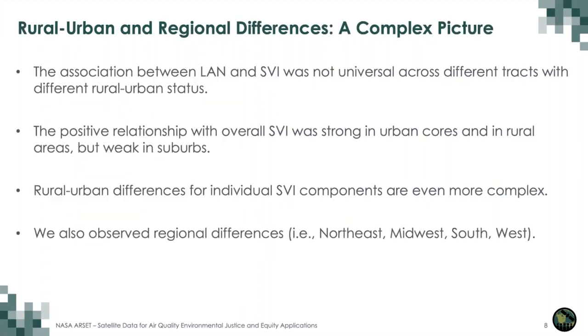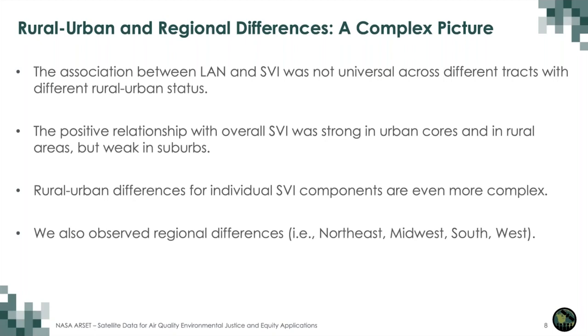So next, to complicate the picture even more, we looked at this relationship across different rural and urban status, and as I said, across different regions. So the first thing we found is that this association between light at night and overall social vulnerability was again not universal across different tracts with different rural urban status. What we found is that the positive relationship I showed you before was really only observed in the urban cores, so that means the cores of the metropolitan areas and micropolitan areas, and also the cores of small towns as well. However, we really didn't see a relationship between the two in the suburbs of the urban areas.